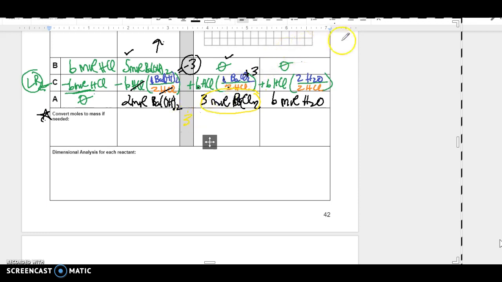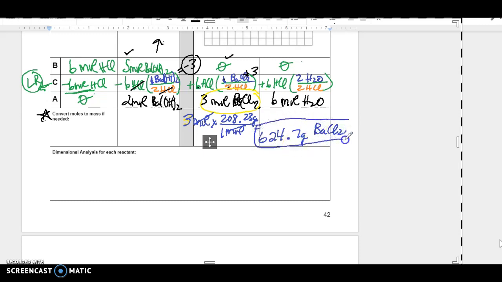So I'm going to go with what I started with, which I know there's 3 moles of BaCl2 created, and I want to know how many grams that is. So I'm going to go back to my molar mass up at the top, and I can see that there's 208.23 grams in 1 mole. I need the moles to go on the bottom so that it cancels. And that's going to end up giving me 624.7 grams of BaCl2. And then technically that's the answer. So now the problem is finished.